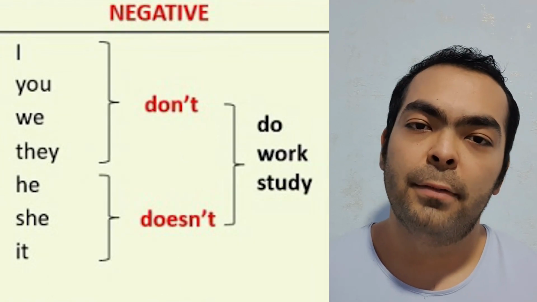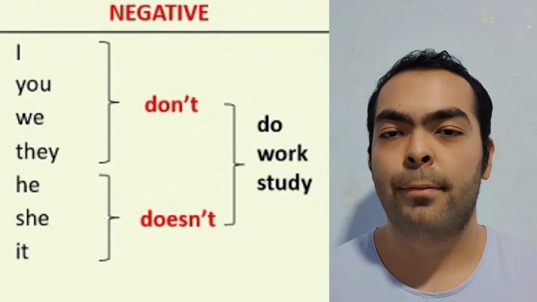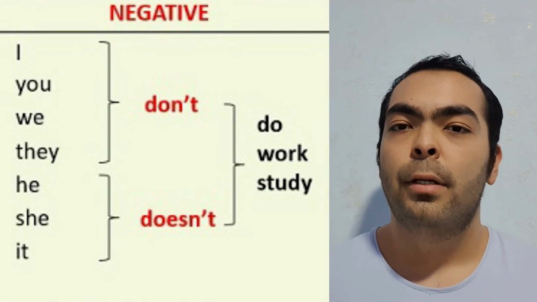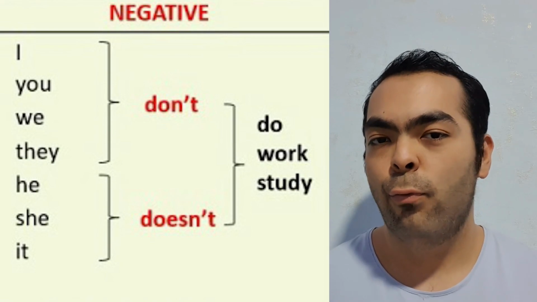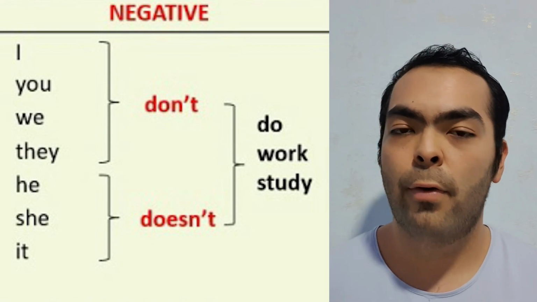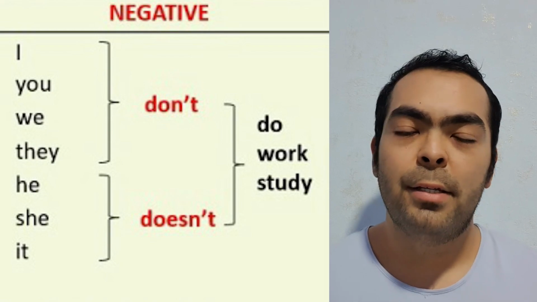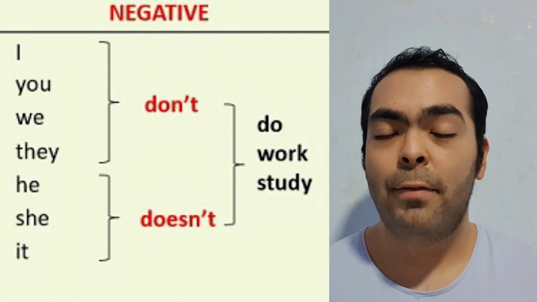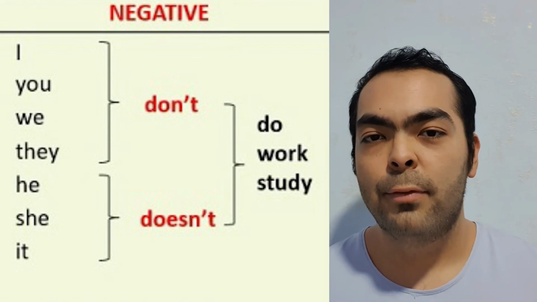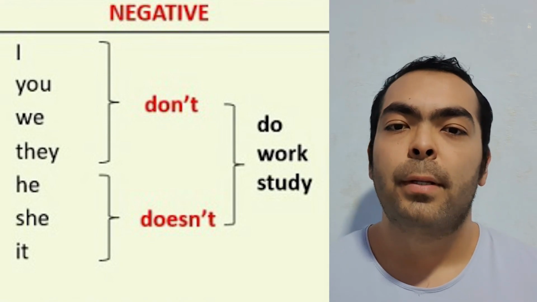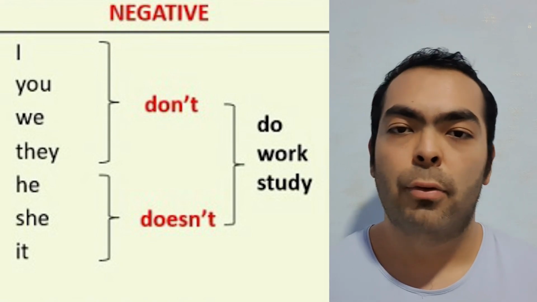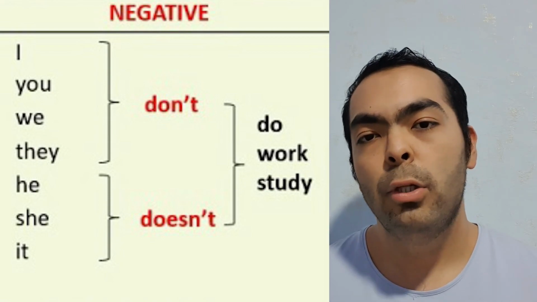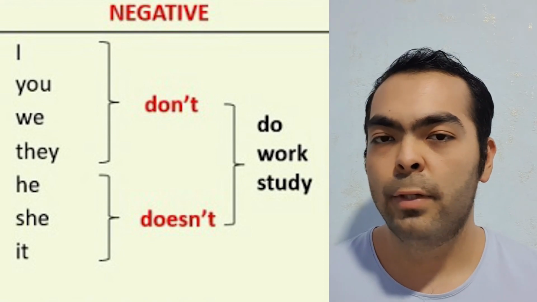And in order to form the negative, we just add not. For example, I work and I don't work, right? He works, he doesn't work. By the way, do and does are auxiliary verbs. Just a quick reminder: do is for I, as well as for the rest of the plural subjects and nouns, such as we are, they are. You are is also considered a plural subject. That's why we have to use are with it.